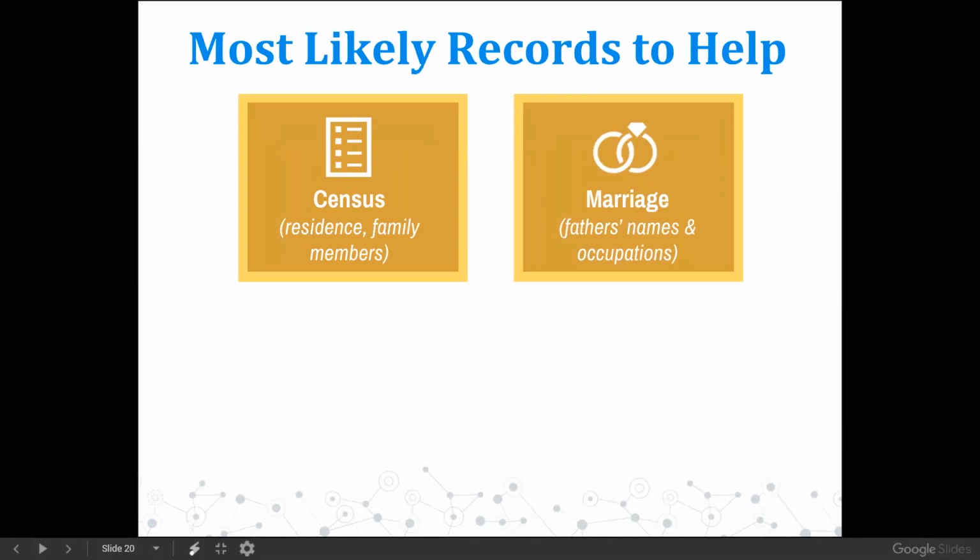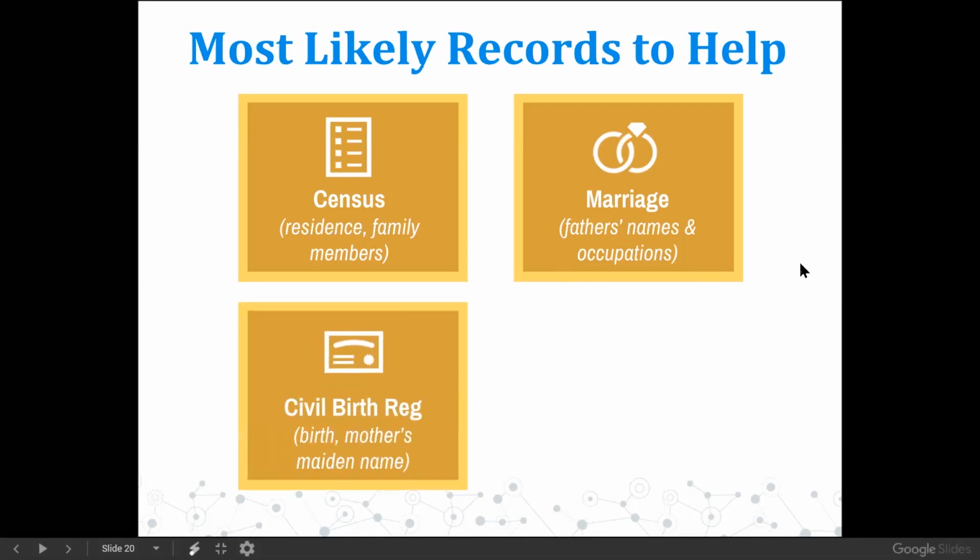The next record that will be very helpful, especially in our particular task, is marriage records. At this time in England, marriage records gave, obviously, the date and place of marriage and the name of the bride and groom, but they also included fathers' names and occupations. So marriages are really good records for trying to link a bride or a groom from their birth family to their married family.